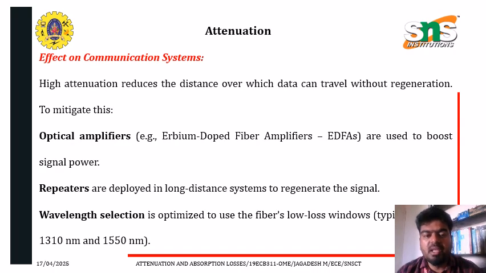And how do we make the communication effective? High attenuation reduces the distance over which data can travel without regeneration. To mitigate this, we can use optical amplifiers, repeaters, and wavelength selection. Selecting the appropriate wavelength for our application increases the effectiveness of the communication.